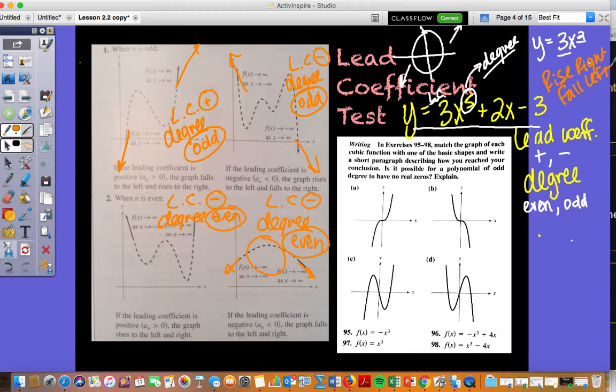Right now you don't have to. Just know the end behavior, right? That's how I can pick it out. Cool? Okay? So we do it. And then negative is down on the left and right.